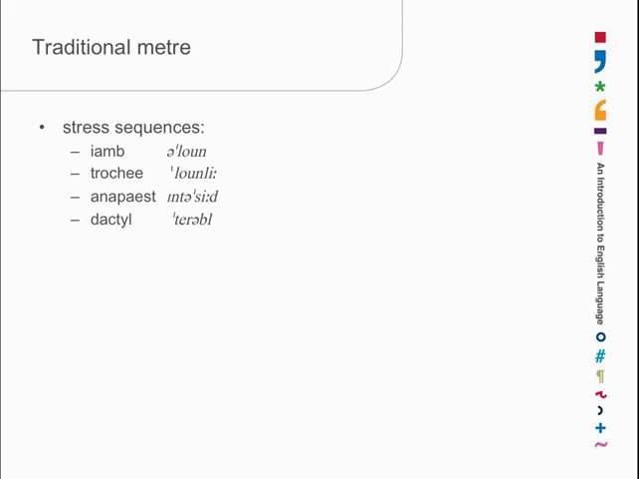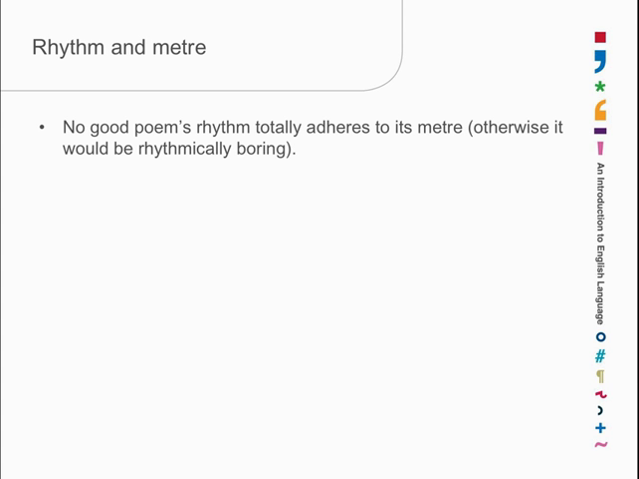These rhythms have been used certainly since the Renaissance period, and all English poetry until relatively recently used these metrical patterns. So what happens? Well, no good poem's rhythm totally adheres to its meter, otherwise it would be boring. The couplets that we saw earlier, the 18th century couplets, were in iambic pentameter. That is, roughly they went dee-dum, dee-dum, dee-dum, dee-dum, dee-dum. That was one line. And then the same again for the next line.